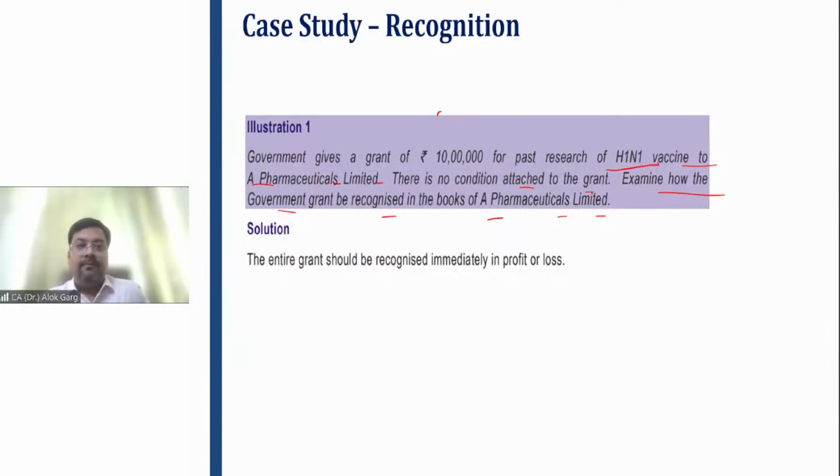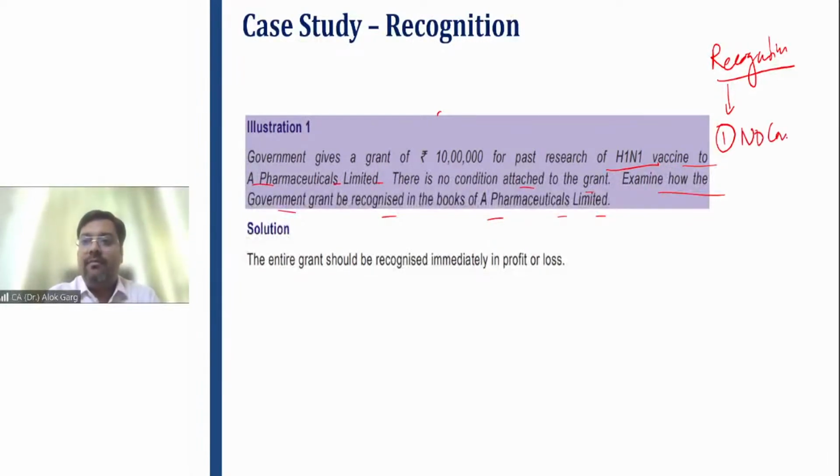So in this case, the government has given a grant of rupees 10 lakh, and there is no condition attached to it. So friends, going by the recognition criteria, one, the entity will meet the condition. Here there is no condition.